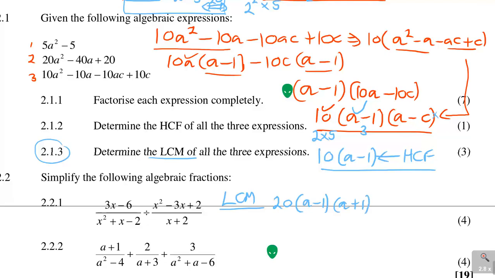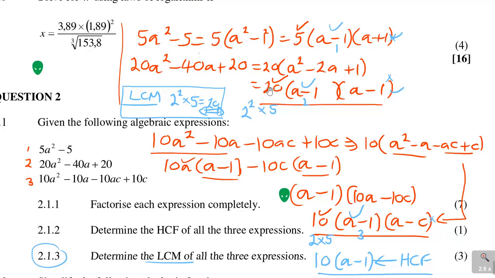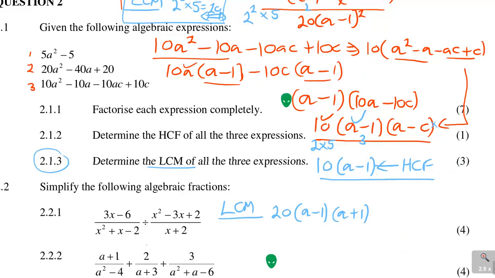So now you write the highest powers in this case. On the second one, 20(a minus 1), if I simplify this further, it is going to be 20(a minus 1) squared. So now you see the highest power becomes a squared. I must come now and say (a minus 1) must be squared. You take the highest powers, and then on the last one I've got a minus 1, and then I've got a minus c. So you've got a minus c.